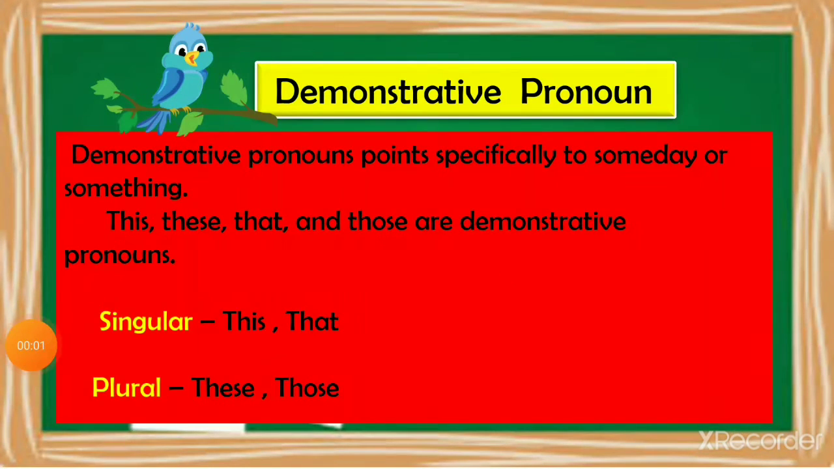The next type of pronoun we are going to learn is the demonstrative pronoun. Demonstrative pronouns point specifically to someone or something, like this is a book, that is a chair, these are pencils, those are balls, right? So this, these, that, and those are demonstrative pronouns. This and that are singular. These and those are plural pronouns.